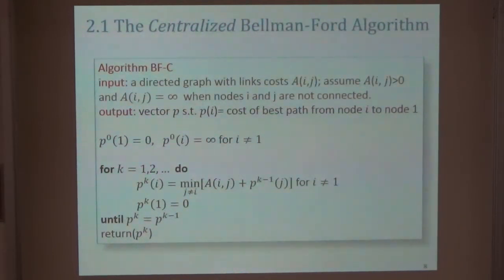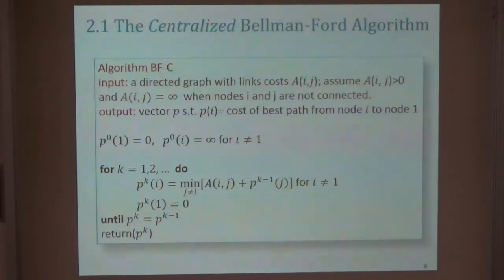And the algorithm works as follows. First you say, the superscript 0 means the initial value. Node 1 will say, I am at a distance 0 of myself. So this is a centralized version. I am a central computer that knows the entire graph, and I can have access to everything. And then at iteration 0, I set the cost of going from i to 1 to infinite, because I know nothing initially.